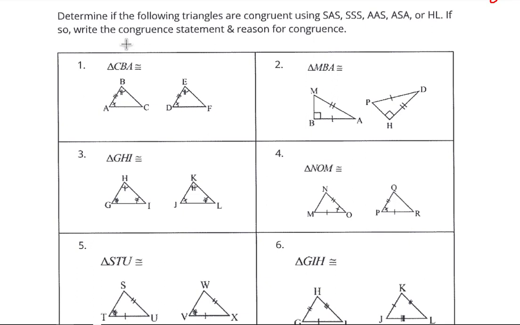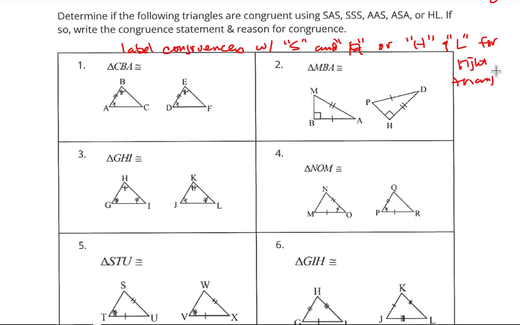So if we look at number 1, I can see that there's a side angle pattern, and we want to label the congruence in the correct order. So C goes with F, A goes with D, and B goes with E. So we have to name that congruence triangle FED, and they're congruent by angle side angle.